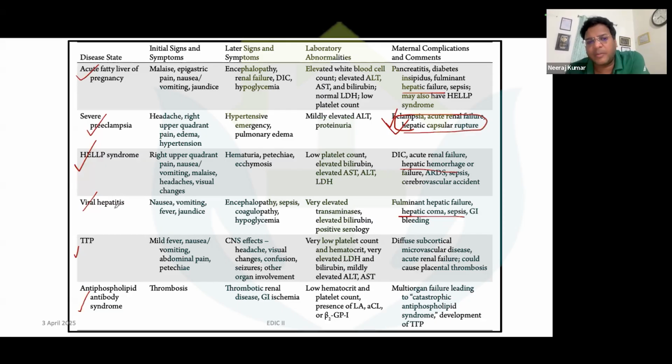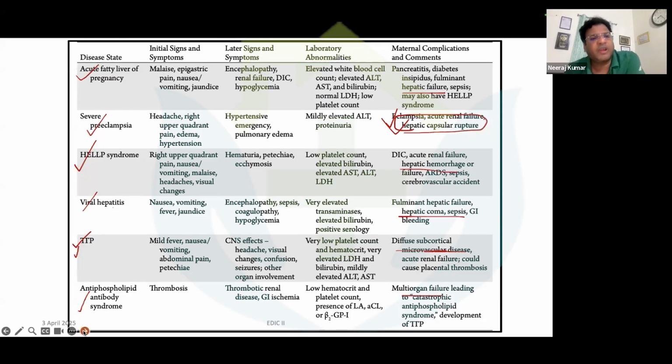Hepatic coma appears in viral hepatitis. And subcortical microvascular disease or subcortical bleeding, if it is there, it is in TTP. And then here, APLA, we all know that multi-organ failure develops. So this is related to your hepatic involvement.